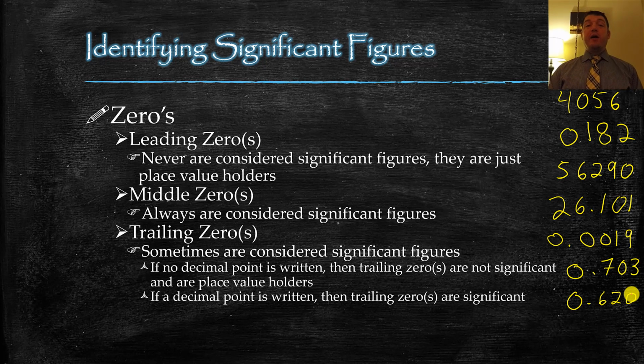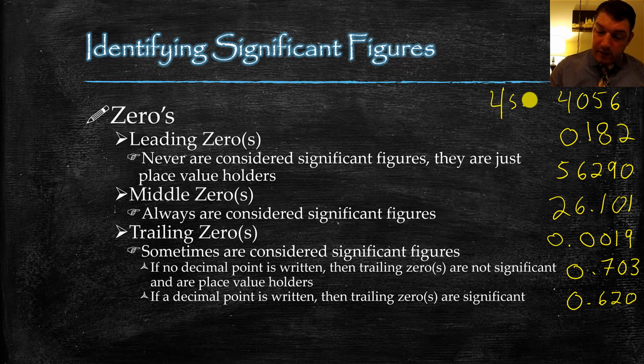First, identify if it's a leading zero, a middle zero, or a trailing zero. Second, identify if that zero is significant or not. Finally, determine the number of significant figures in each of these values. In 4,056, or 4056, the zero is between the 4 and 5. That makes it a middle zero, and middle zeros are always significant. So that has 4 significant figures.